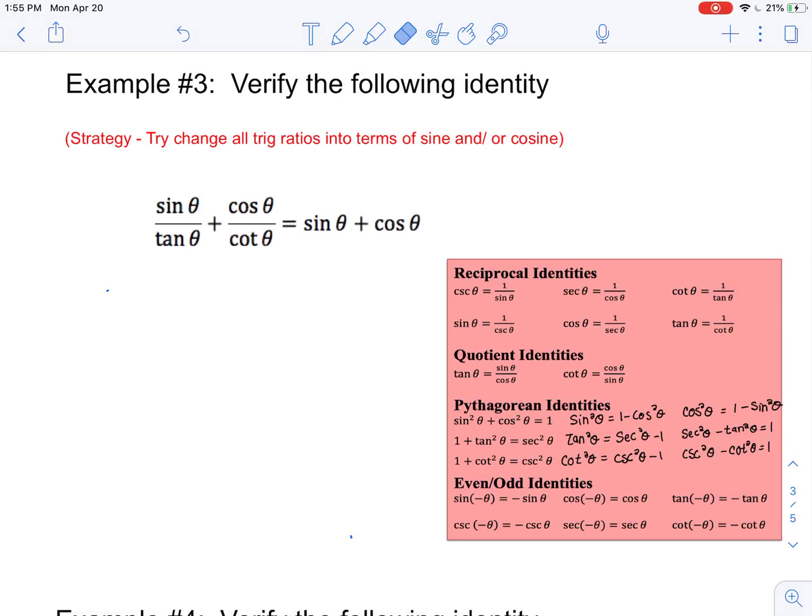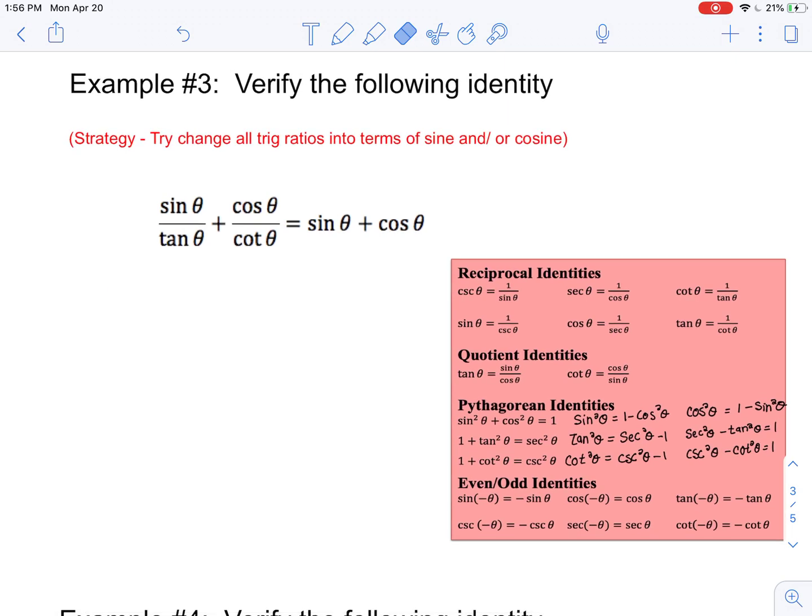Okay, so on the first two examples, we used changing things into sine and cosine. And that is a strategy I am suggesting that we try in this one. It's a strategy you kind of go to often. And some of the other skills that you need for verifying and simplifying are your algebra skills.